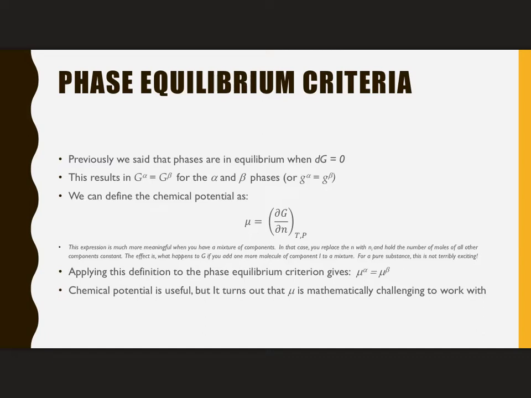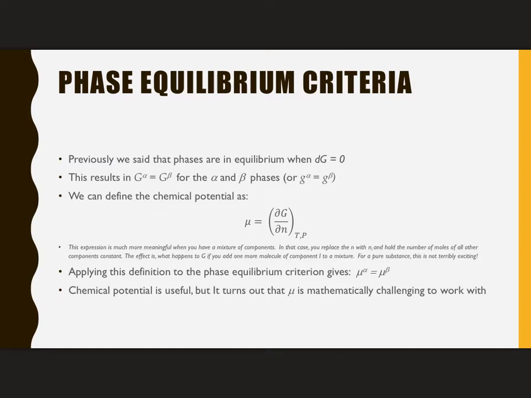Frequently, we define the chemical potential as mu, and it is how Gibbs energy changes with the number of moles of substance at a fixed temperature and pressure, okay? Now, for a pure substance, this isn't really all that exciting. It's much more interesting when you get to mixtures of components, where if you change the number of moles of something, you are also changing the composition of the mixture, right? So that's why this topic is really primarily for our Thermo 2 course.